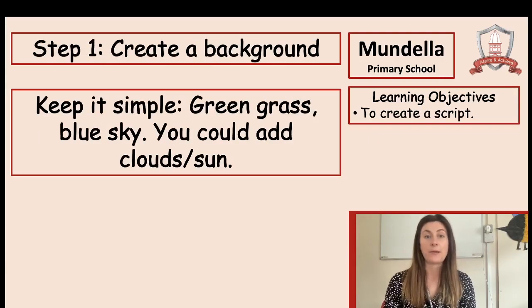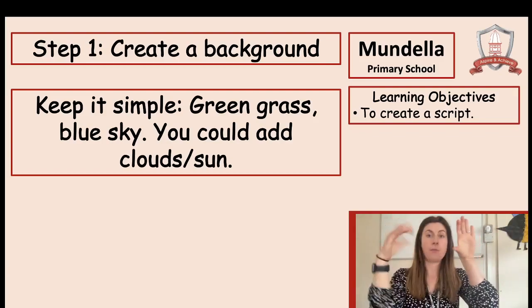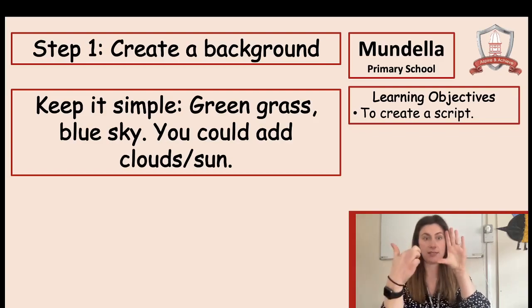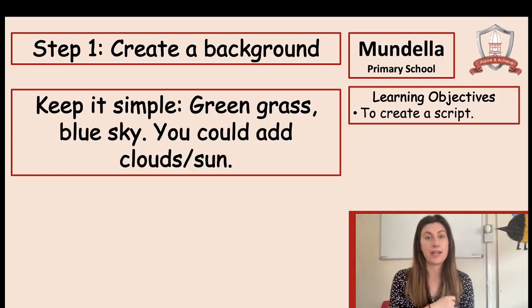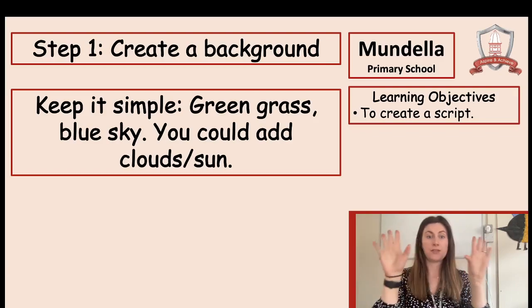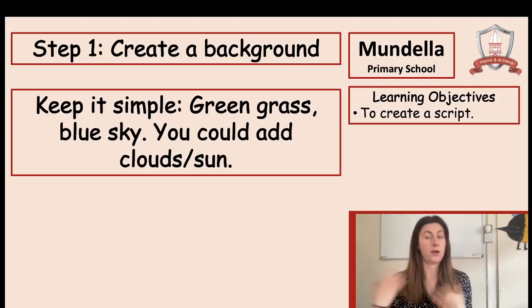Okay, so step one, you're going to create your background. So remember to keep it simple. So once you've got your box and you've got it facing up, so you can see the inside, you can colour in or paint green grass, blue sky. You could add some clouds or some sun. You might want to use some of your paper to do that. So go and do that now and then press play when you're ready to continue.